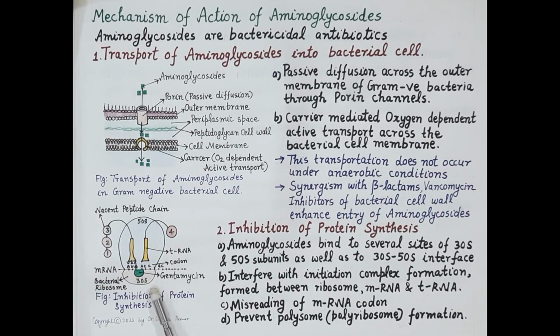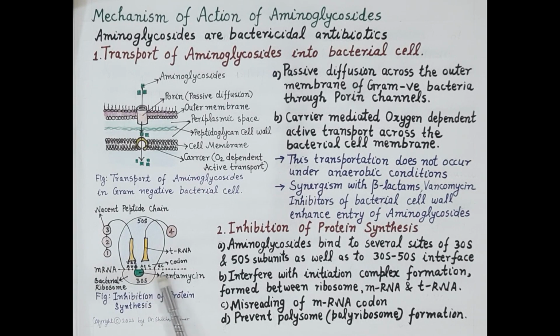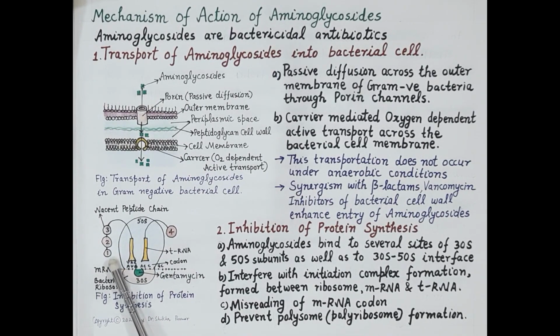Now, they also cause misreading of codons on messenger RNA. So, this results in transportation and thus incorporation of the wrong amino acid. So, the wrong amino acid is incorporated in the nascent peptide chain. This results in the formation of non-functional protein, or it causes premature termination of protein synthesis. So, this is how aminoglycosides inhibit bacterial protein synthesis.